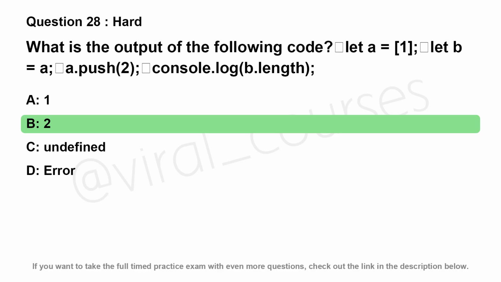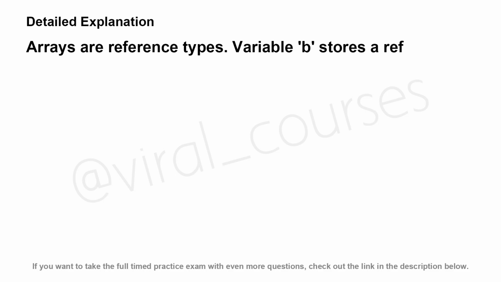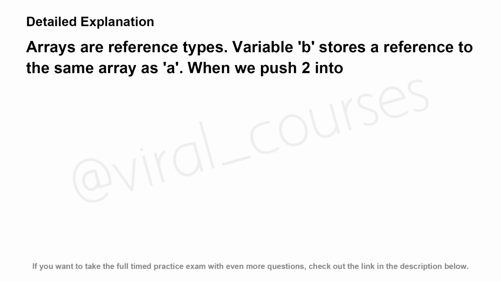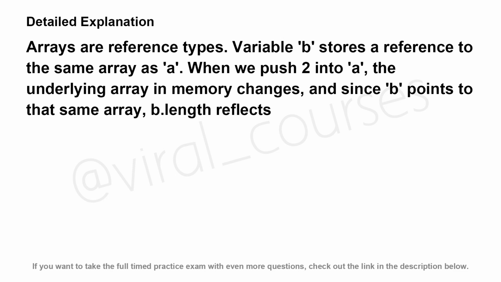The correct answer is B. Arrays are reference types. Variable b stores a reference to the same array as a. When we push 2 into a, the underlying array in memory changes. And since b points to that same array, b.length reflects the change and becomes 2.